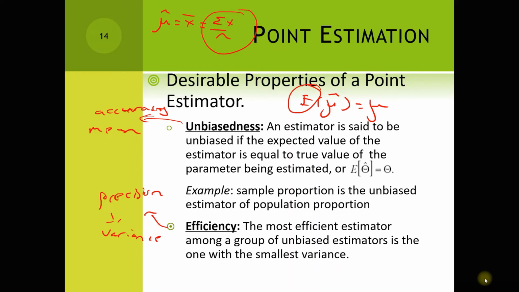The most efficient estimator among a group of unbiased estimators is the one with the smallest variance. This is what we refer to as the concept of efficiency. Let me just take a small example to illustrate what I'm saying.